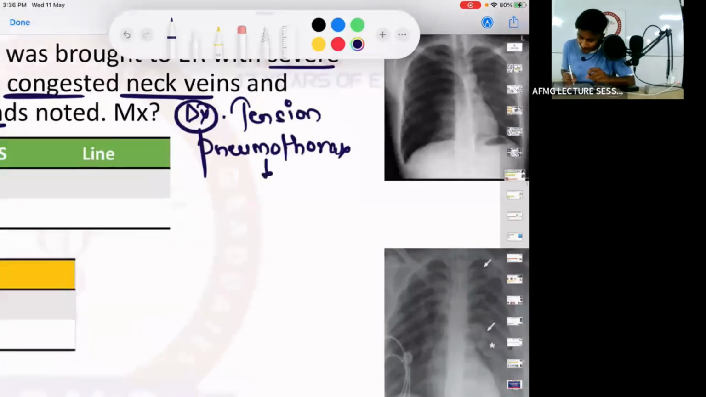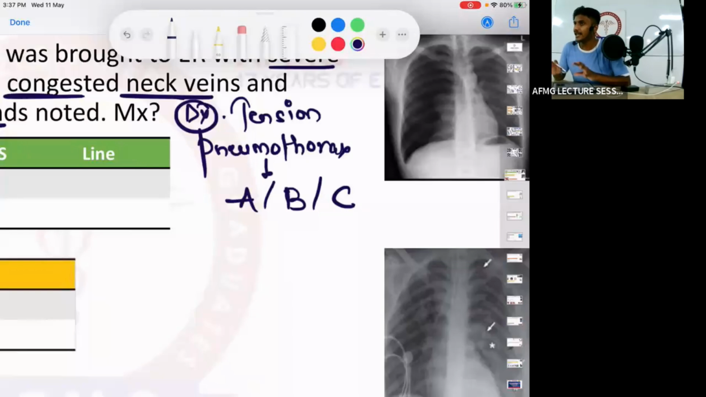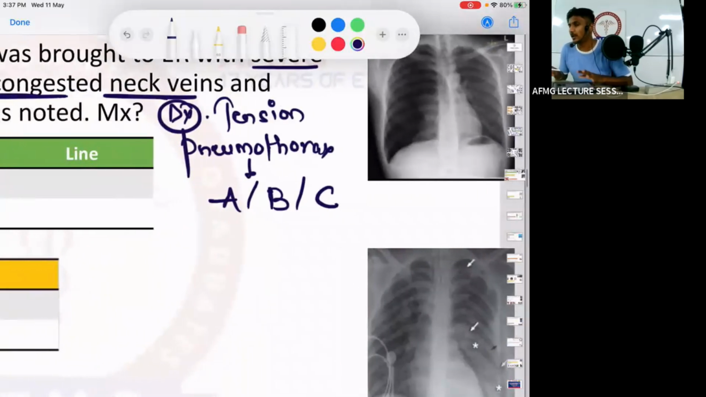The mnemonic of tension pneumothorax was absent breath sounds and absent air entry on auscultation. ठीक है? Auscultation पे क्या होगा? Absent breath sounds and absent air entry on the affected side. B for breathlessness, and C for congested neck vein. ठीक है? So tension pneumothorax is remembered by the mnemonic A, B, C. A for absent breath sounds and absent air entry, B for breathlessness, and C for congested neck vein. Classical features of tension pneumothorax.